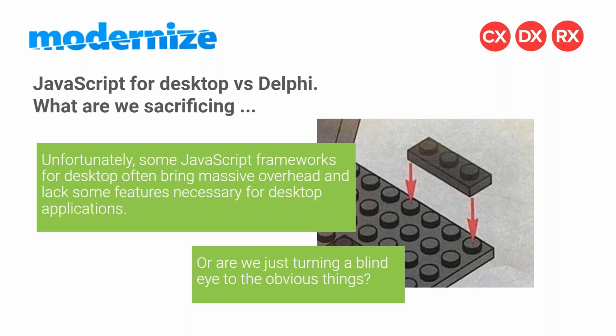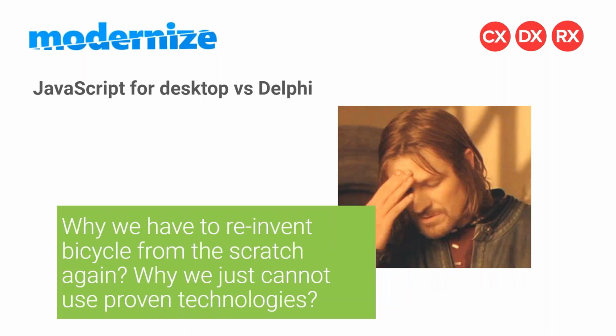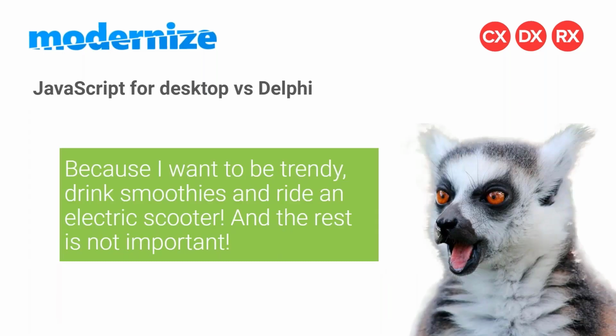Or maybe if we are hearing such things, we live in such things, maybe we just turn a blind eye to the obvious things. It's again why we have to reinvent the bicycle from scratch again, if we already have proven technologies. Right now I'm talking about desktop development, especially Windows desktop development. And I think, of course, it's a joke, but maybe it's because of all these new young people trying to be trendy, drink smoothies, and ride electric scooters. I don't know.